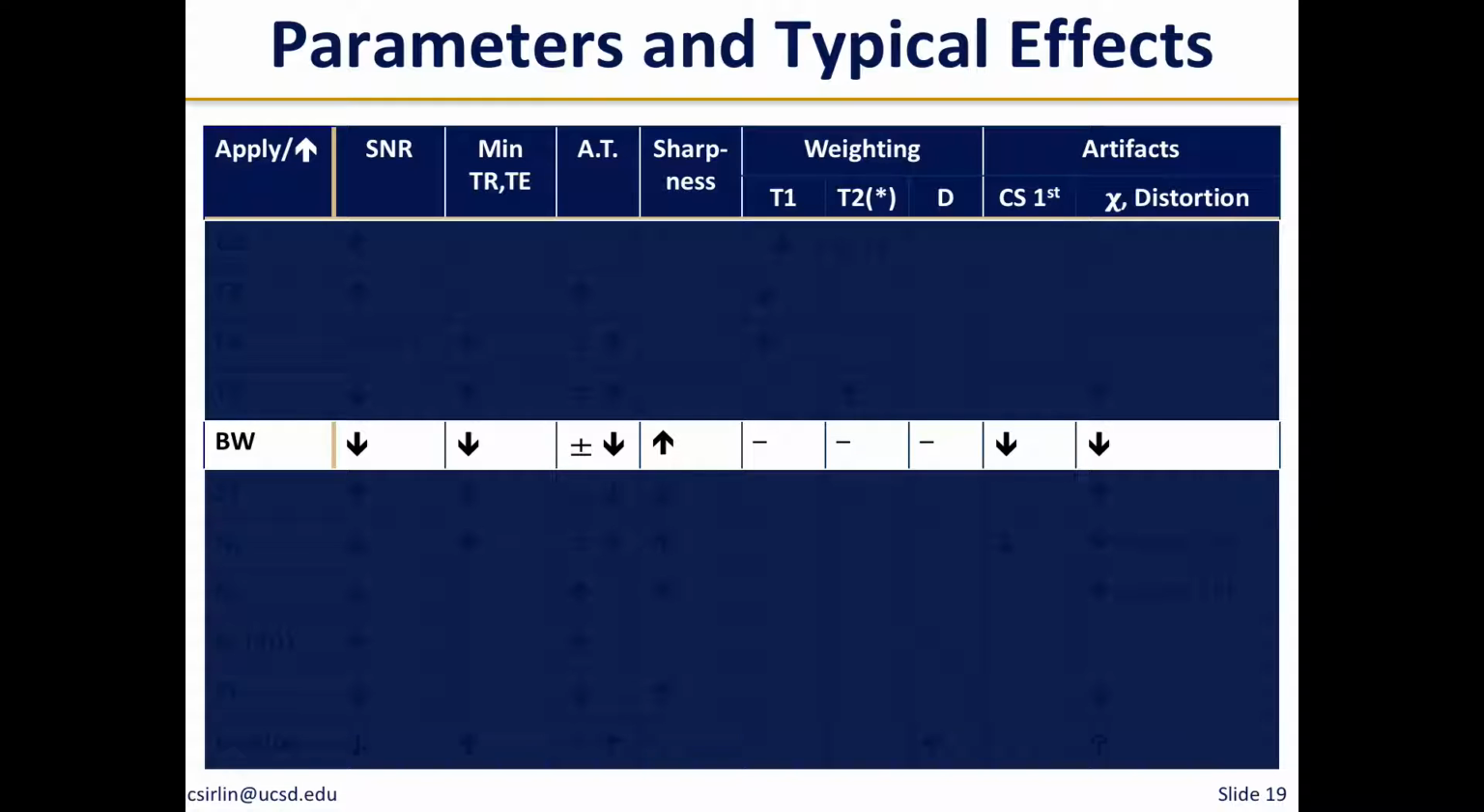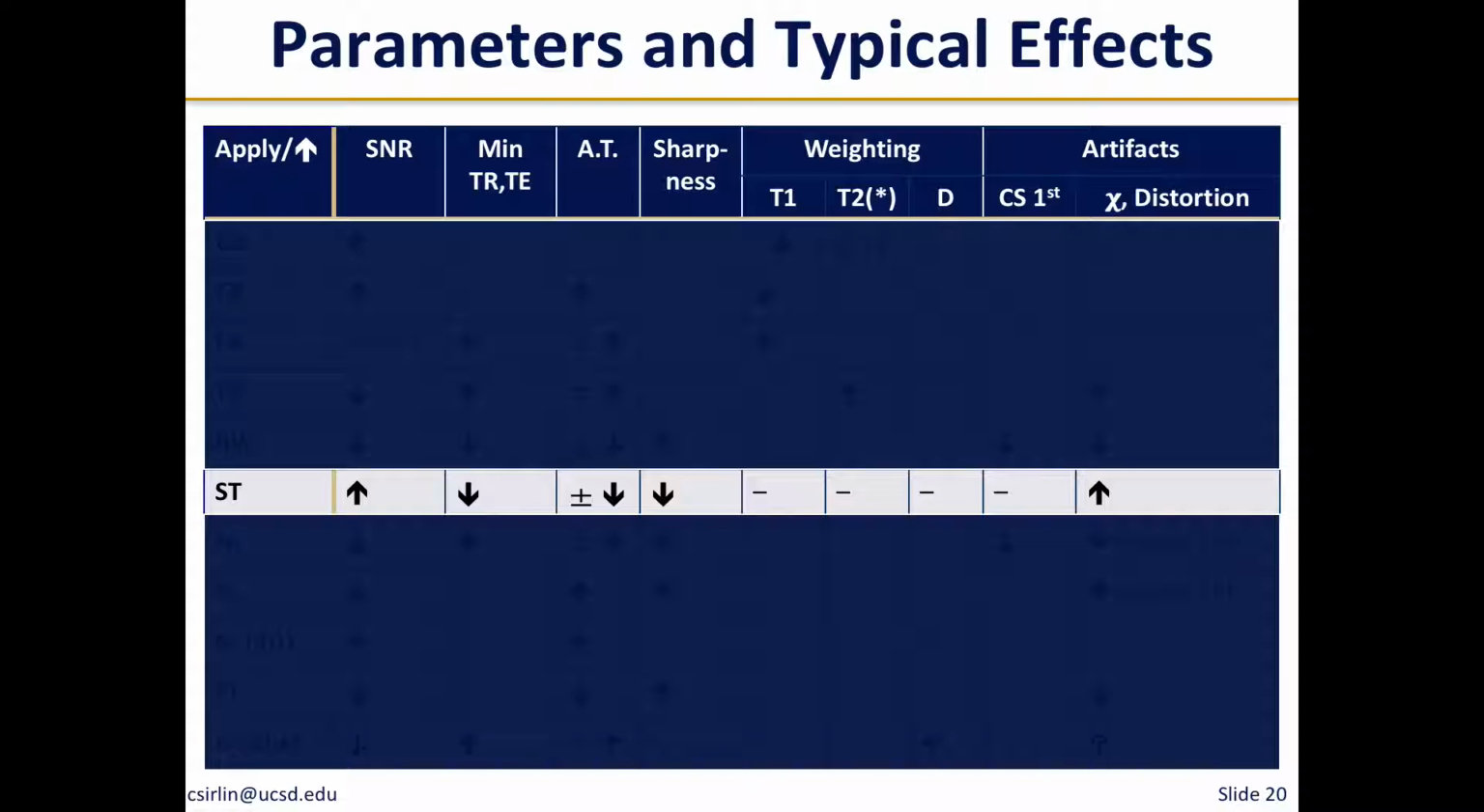Bandwidth. When you increase your bandwidth, your signal-to-noise goes down. You can sample the echo more rapidly, so your minimum TE can go down. If your minimum TE goes down, then your minimum TR can go down. If your minimum TR goes down, your acquisition time can actually decrease. So increasing the bandwidth can actually decrease your acquisition time. More importantly, increasing the bandwidth makes your images sharper, and we'll show some examples of that. Increasing the bandwidth will decrease your chemical shift and may decrease your susceptibility. And we'll go over some of that as well later.